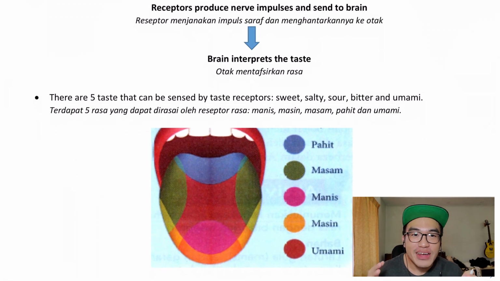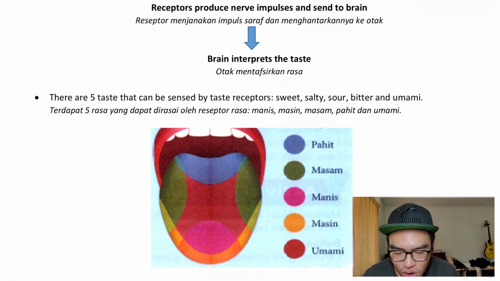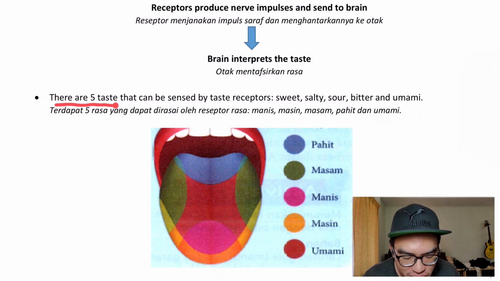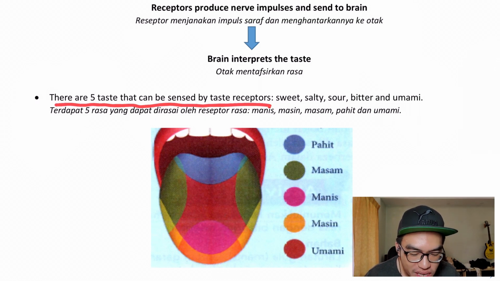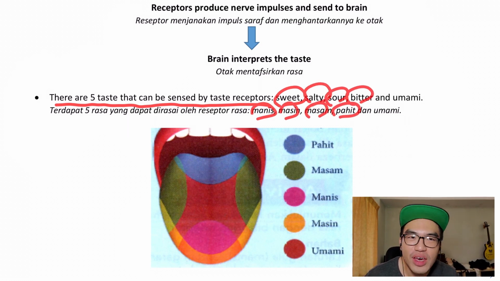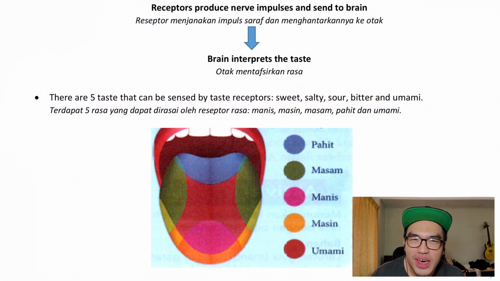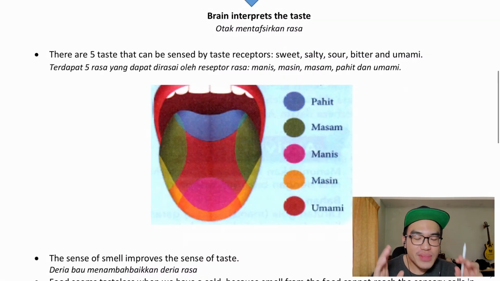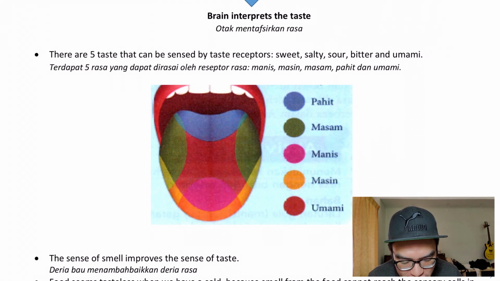That would be the 5 tastes that we can sense. There are 5 tastes that can be sensed by the taste receptor, which are sweet, manis, salty, masin, sour, masam, bitter, pahit, and umami, which you are scratching your head about, what the hell is that? Now, let's look at the map on our tongue.